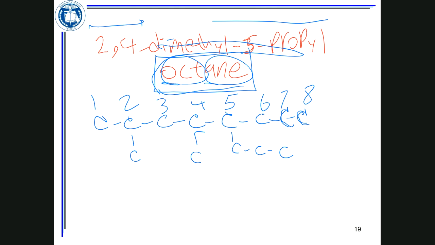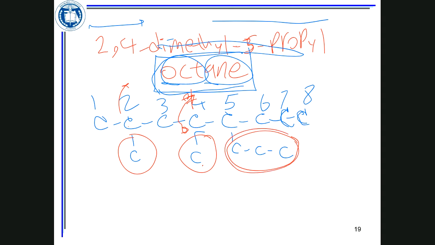So I put the methyl group on carbon number 2, a methyl group on carbon number 4, and a propyl group on carbon number 5. Now, should I draw it up here or down here? Because rotation around carbon-carbon bonds is free, it doesn't matter if it's up or down, so you can draw either one, but just one. One methyl group attached to carbon 2, one methyl group on carbon 4, and one propyl group on carbon number 5.